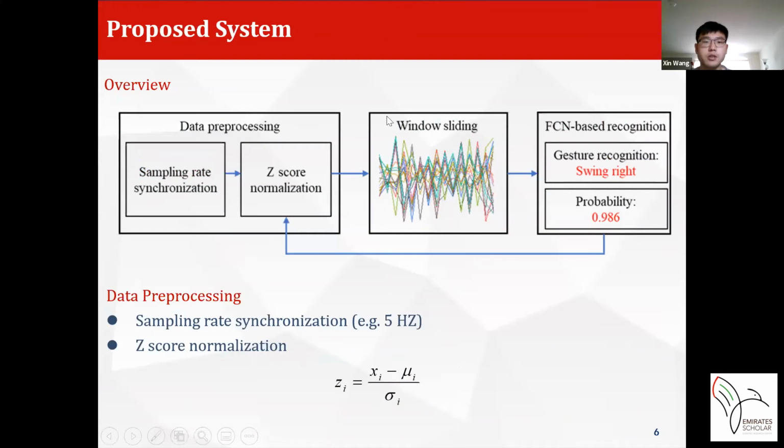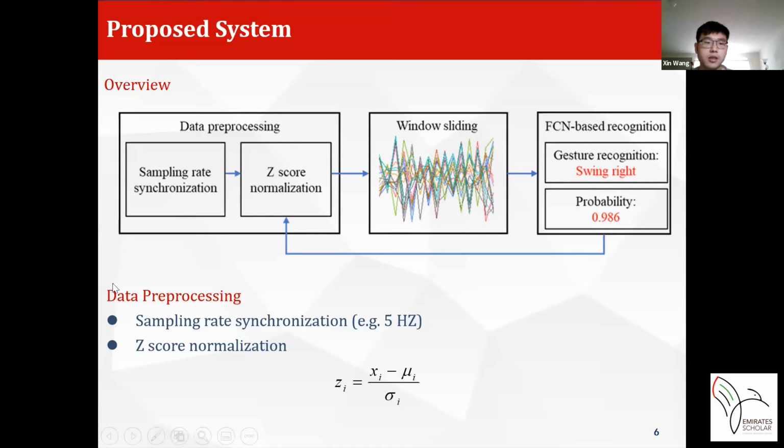This figure shows an overview of the proposed system. Specifically, the raw signals coming from the wearable sensors are first pre-processed for synchronization and normalization. Then a window slides through all the incoming signals, and the pre-processed data of the latest window are fed into the FCN-based classifier to achieve the hand gesture recognition. Next, I'm going to introduce these three parts in detail.